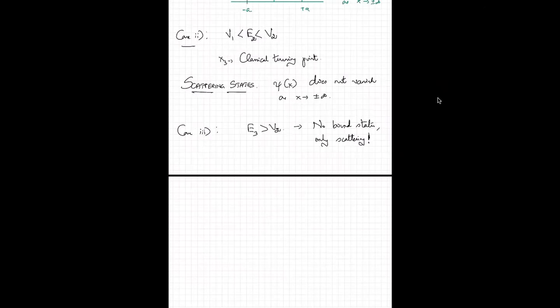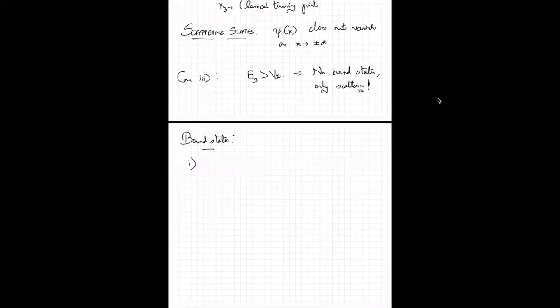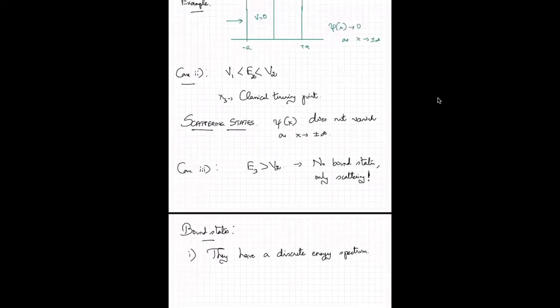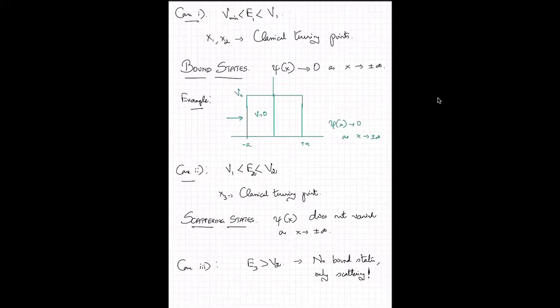So there are two points about bound states that are very important. The first point about bound states is that they have a discrete energy spectrum. So let us try to understand logically why they should have a discrete energy spectrum. Let us look at this particular potential, for example.